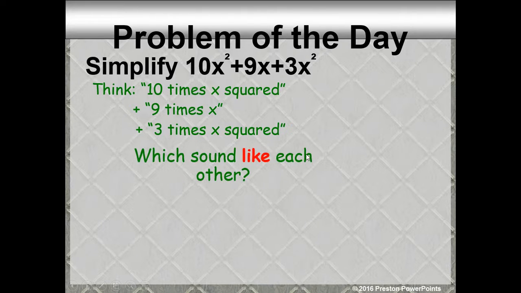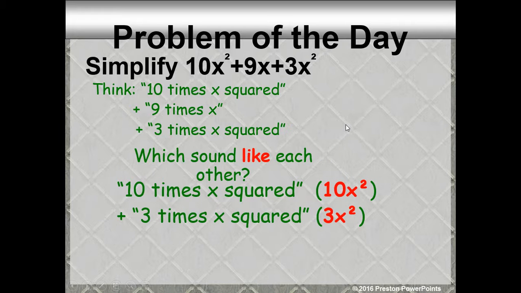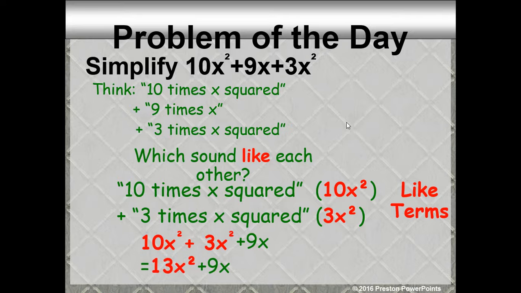So, which ones sound alike? 10x squared and 3x squared, right? So 10 times x squared, 3 times x squared. Those are alike, so those are my like terms. So I can add those up or subtract them if they're subtraction. In this case, it's add. So then I just rewrite it, put the like terms together, and I just work out that. All right.